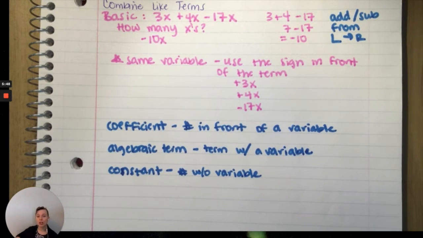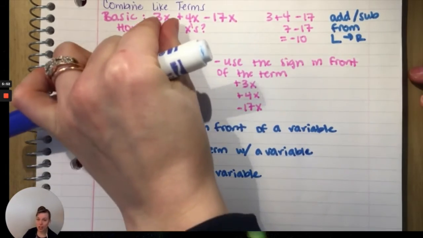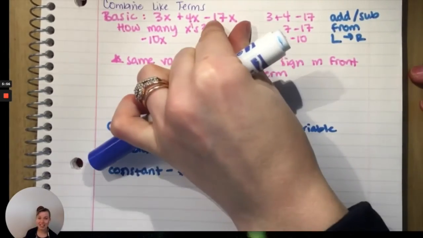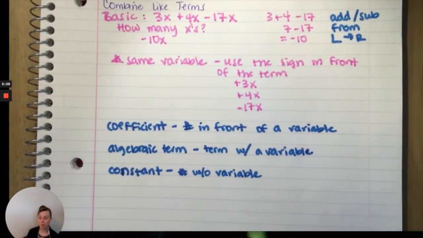An algebraic term is a term with a variable. So 3x is an algebraic term. 4x is an algebraic term. -17x is an algebraic term. So all three of these, notice how that sign in the front is part of the algebraic term.